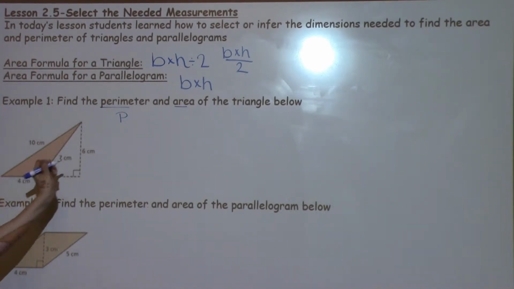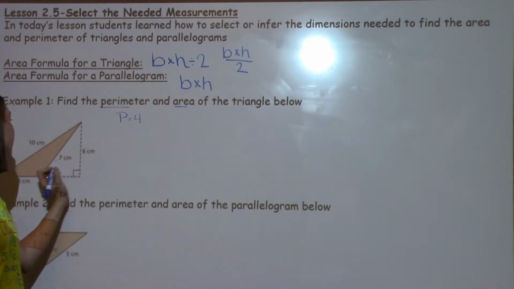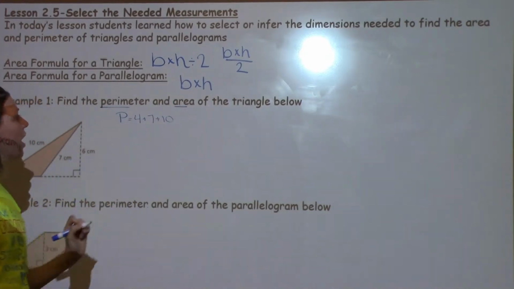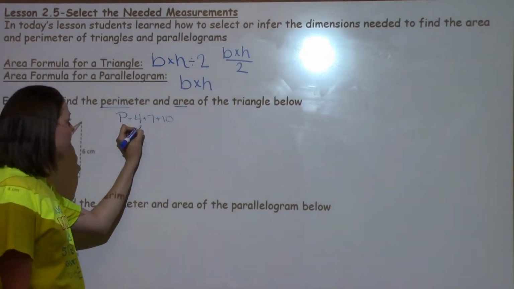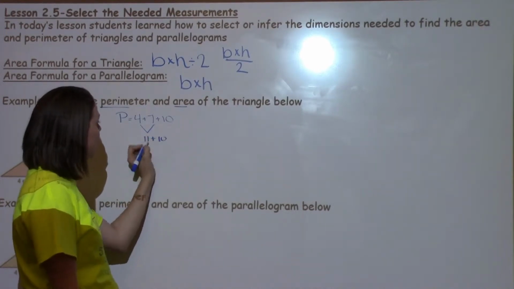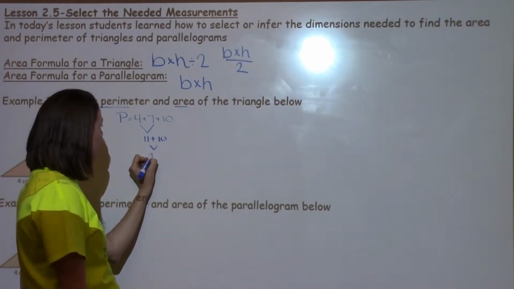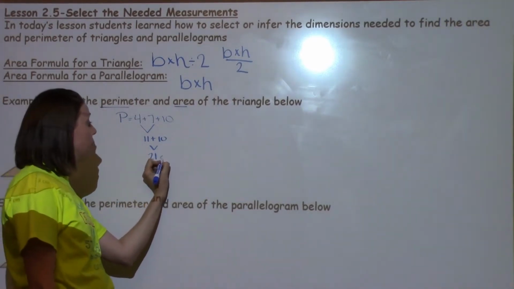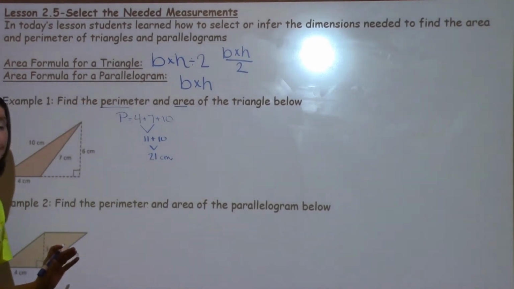So I've got 4, I've also got 7, and I have 10. So to add all those up, I have 4 plus 7, which is 11, plus 10. 10 plus 11 is going to give us 21. My label in this case is going to be centimeters, and because I'm dealing with perimeter, it's just simply centimeters.